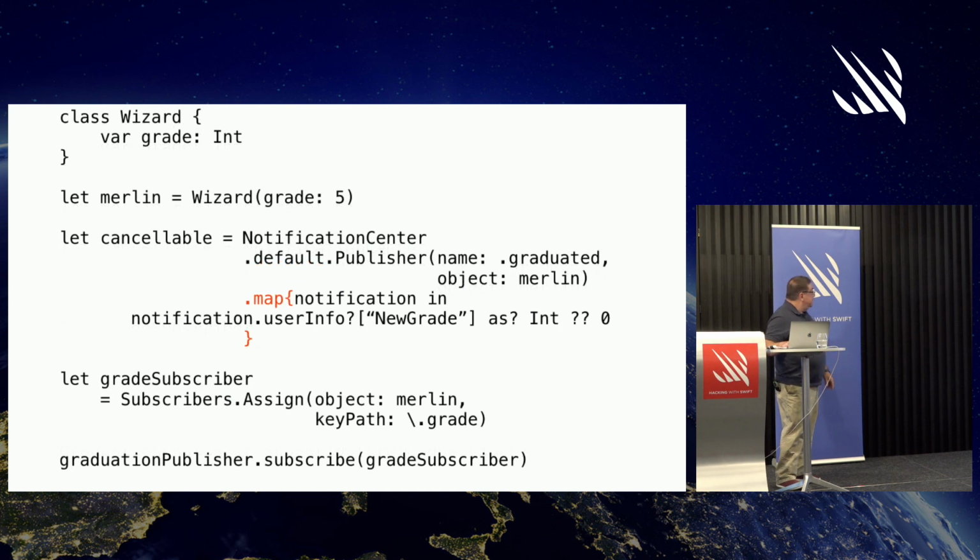And then I map it. You give me a notification. I reach inside the user info dictionary. I pull out the grade, and if I can pull it out, I return it as an int. If I can't do that, I just say Merlin's in grade 0, and I laugh.